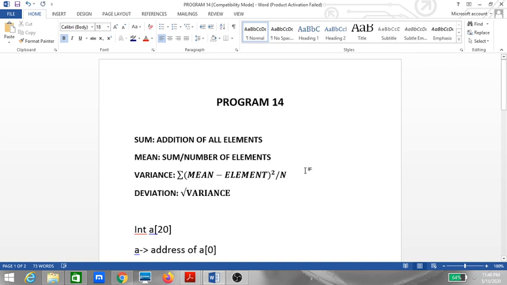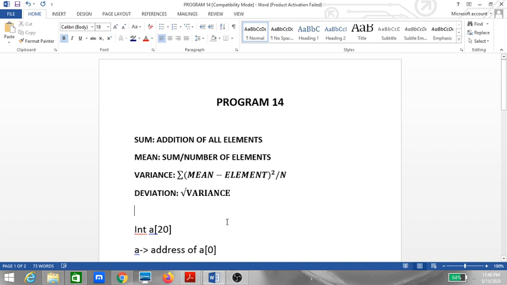This is a straightforward formula. Please make sure you note these formulas down, because these are the formulas that we are using in the program as well. And then finally what we require is deviation. So deviation is again the square root of variance. So in order to calculate deviation, we calculate variance. So these three terms are what are required: sum, mean and deviation.